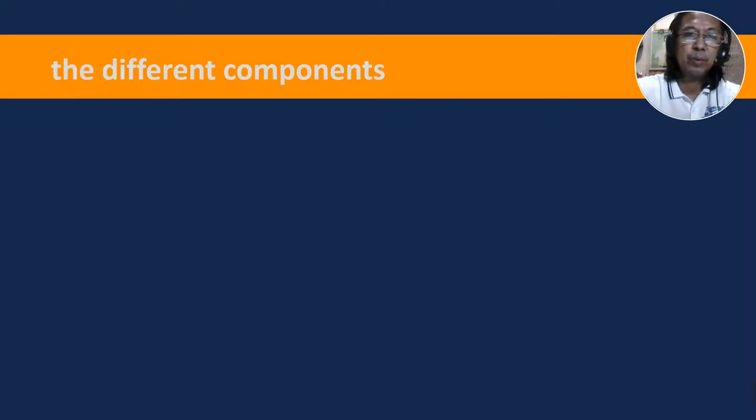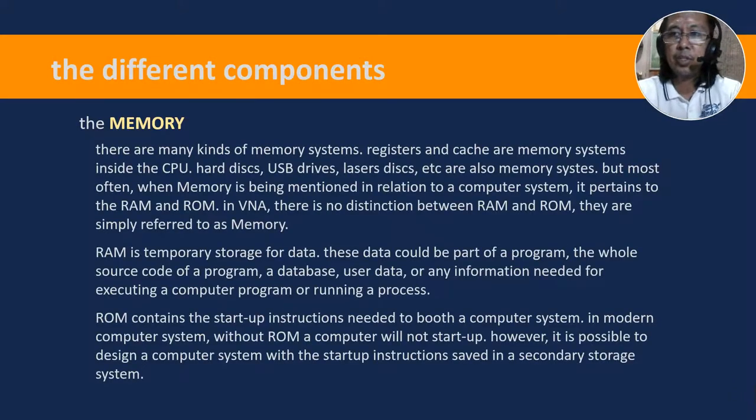Okay, so another component for the von Neumann machine is the memory. So we already said the memory, whenever memory is mentioned, pertains to your RAM and ROM. So there are many kinds of memory systems. So you have the register and the cache. These two memory systems are within the CPU. So you also have hard disk, USB drives, laser disc. These are also memory systems. But most often, when memory is being mentioned in relation to computer systems, it pertains to the RAM and ROM.